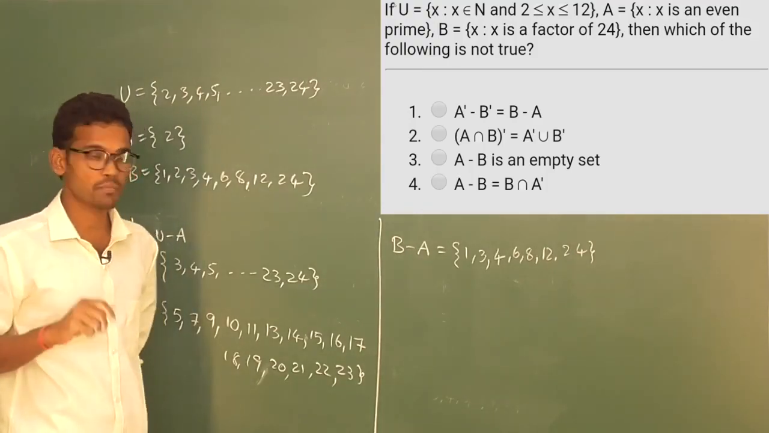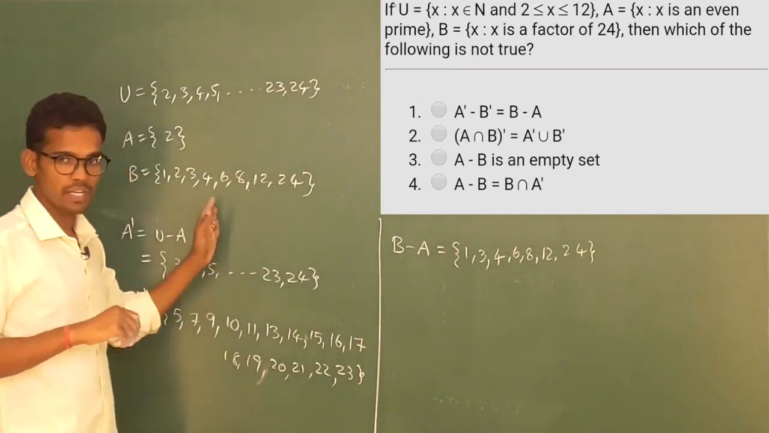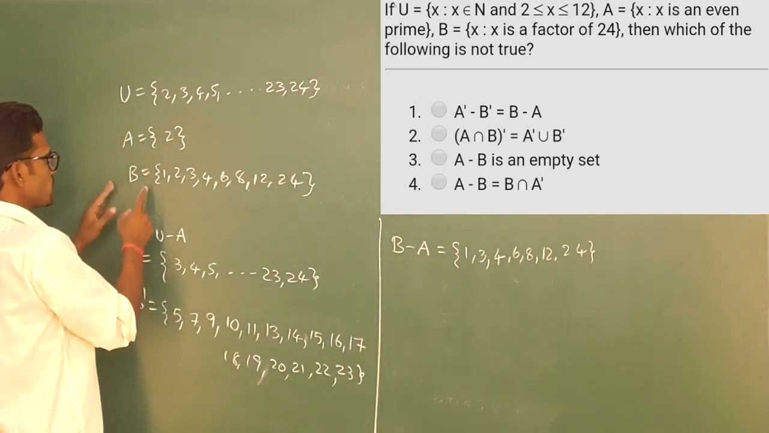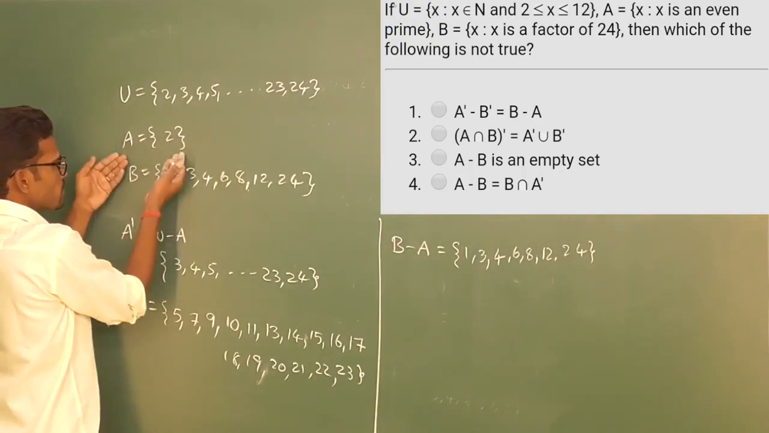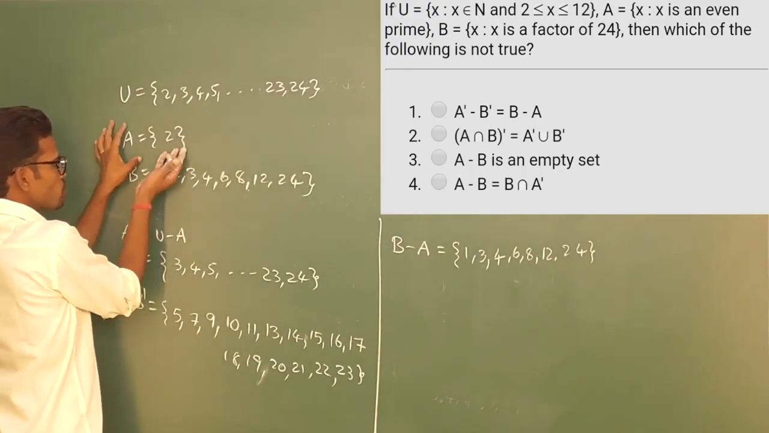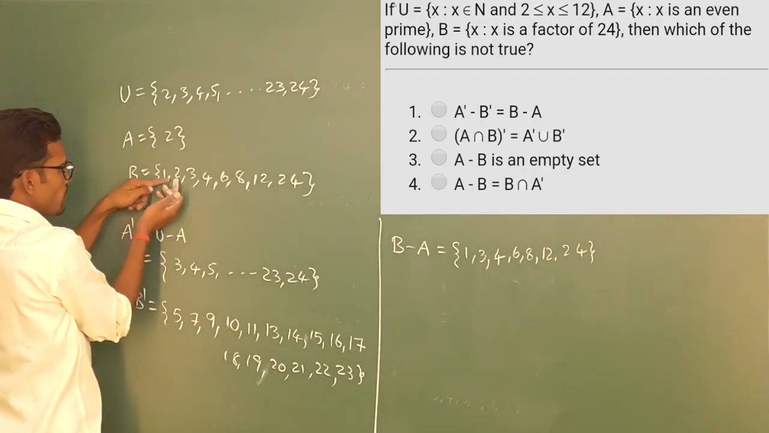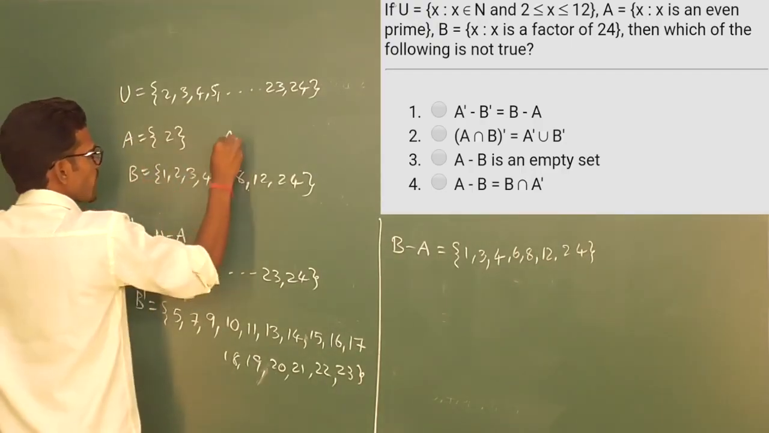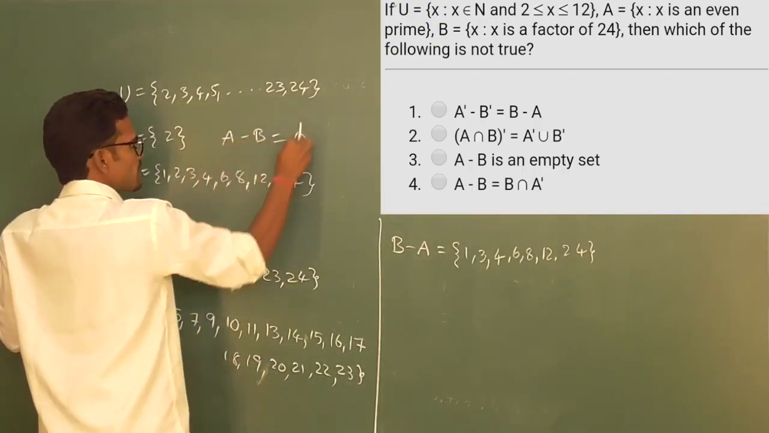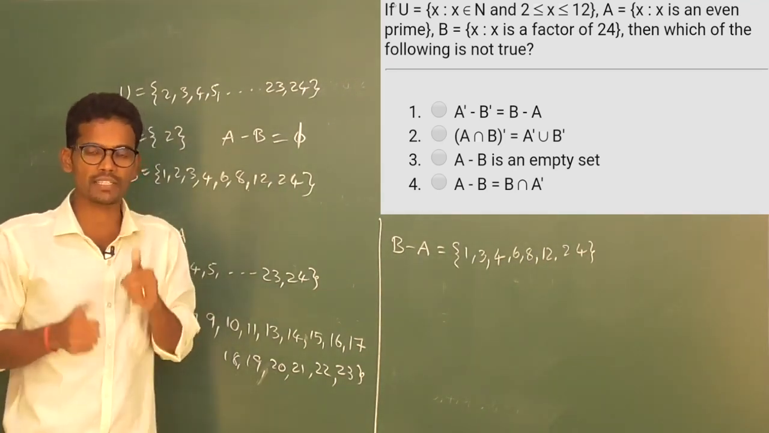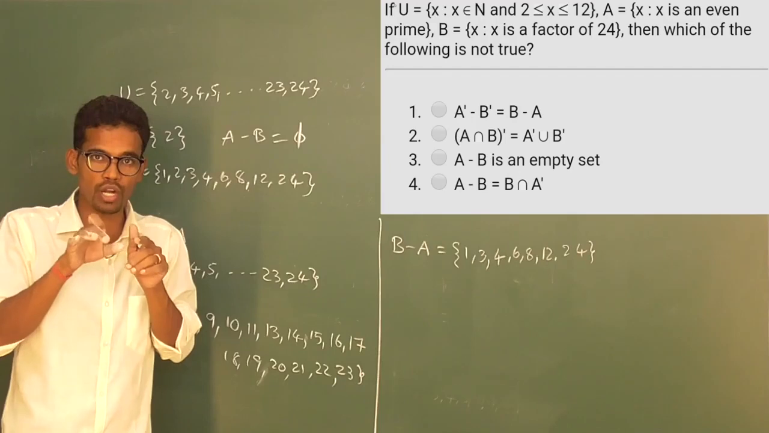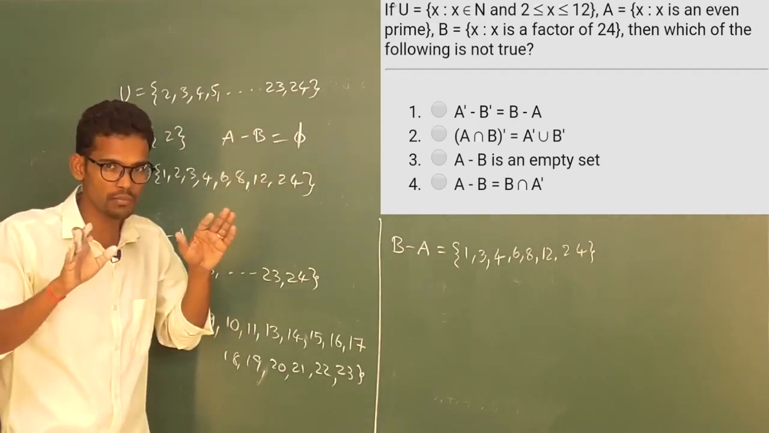Then, A minus B is an empty set. What is A minus B? It is nothing but this minus this, right? From all these elements, there is only 2. From this 2 I have to remove this. So 2 is already there, so 2 minus 2 gone. So what is A minus B going to be? Nothing, which is phi, the empty set. So the third is also correct, but our option should be not true, right? So we should not choose the third option.